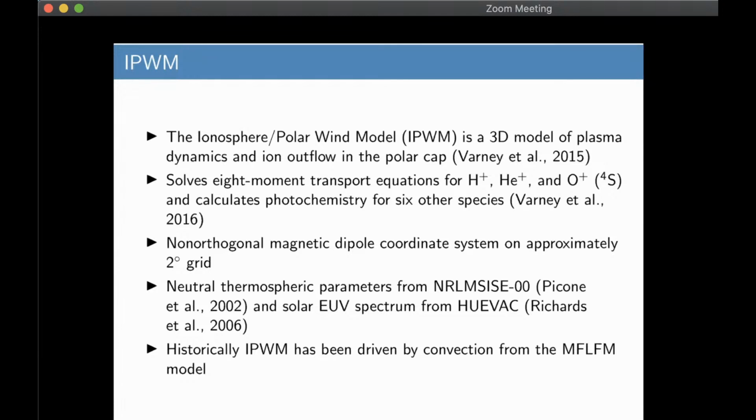Historically, IPWM has been driven by convection output from the MFLFM model. However, because we're going to try to model the results of a particular event we observed on a particular day, we want to drive it with data-based input from that day.